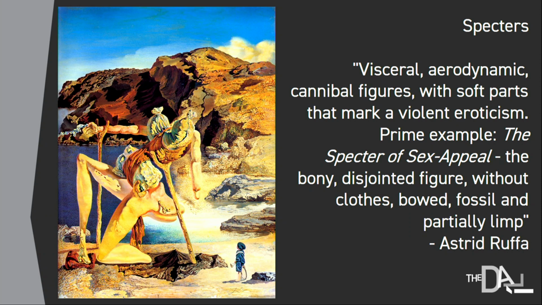And then again, returning to Astrid Rufa, she says that this particular image is a specter. This is the ghost that replaces the phantom. It is visceral, it's aerodynamic, so again, movement, speed. It is a cannibal figure with soft parts that mark a violent eroticism. So the prime example is this painting with the bony, disjointed figure without clothes, bowed, fossil, and partially limp. So it's like an amalgamation of stuff, putrefying things that are just put together and can be recombined in different ways. And this is what Dalí delights in when he talks about spectral sex appeal.